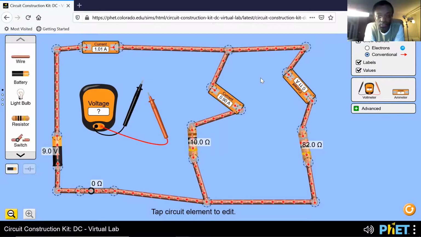Okay. The current overall in the circuit is 1.01 amperes. Okay, so some people are making comments. Let me read your comments.